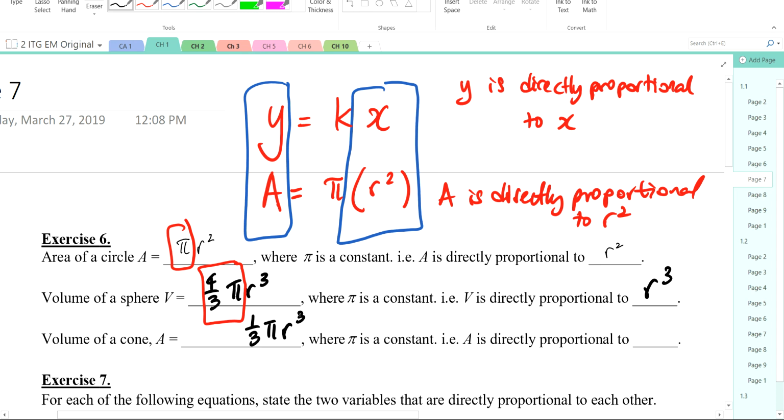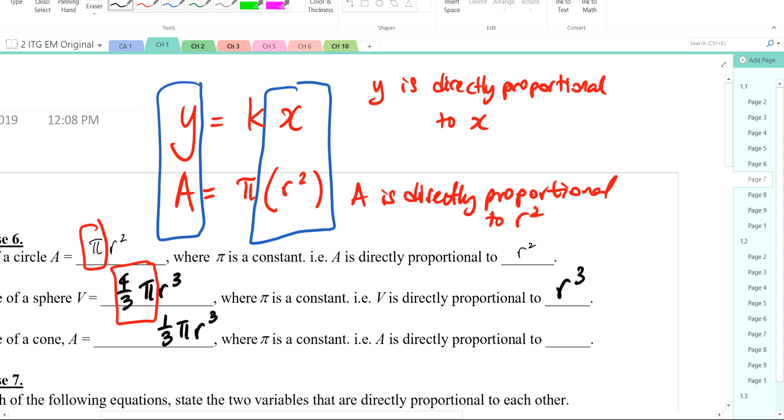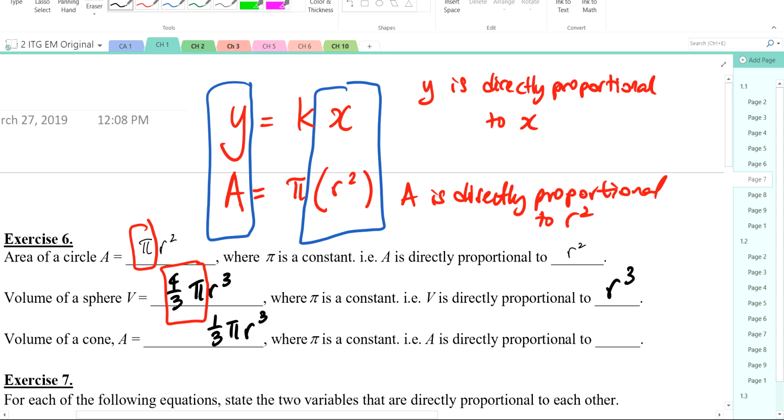Okay? So volume of a cone, 1/3 pi r cubed. So A, the volume in this case, they used A again, is directly proportional to, sorry, pi r squared h, where r is the radius and h is the height. Okay, I made a mistake. Volume of cone is 1/3 pi r squared h. So A is directly proportional to r squared h, yes. Because the radius of a cone can change. The height of a cone can also change. So it is dependent on these two things.